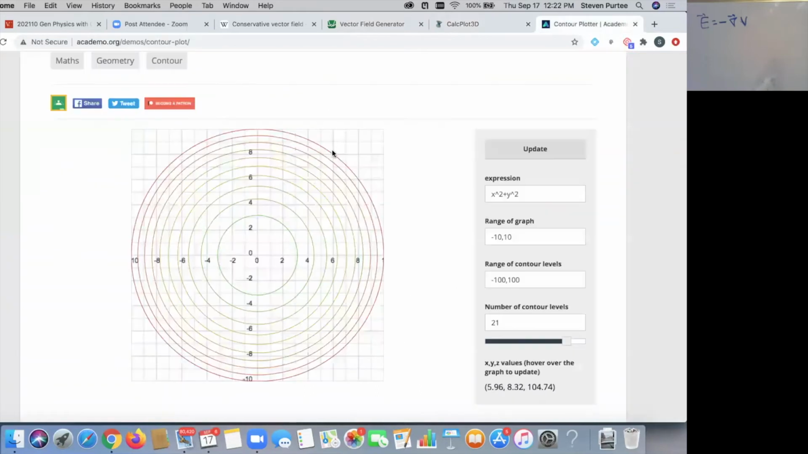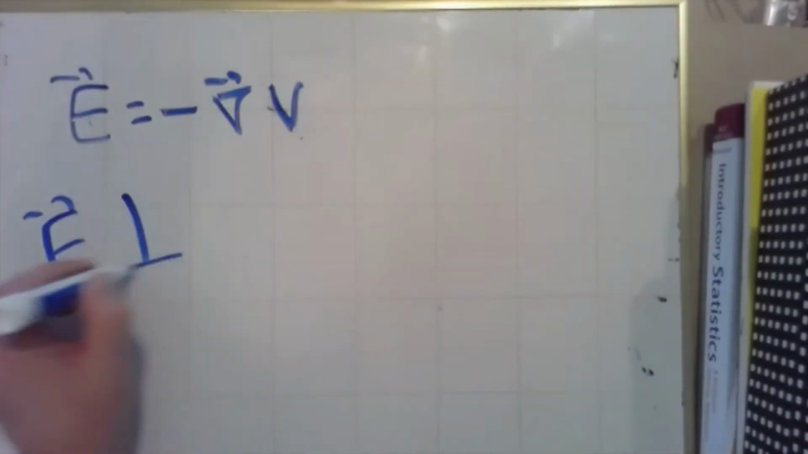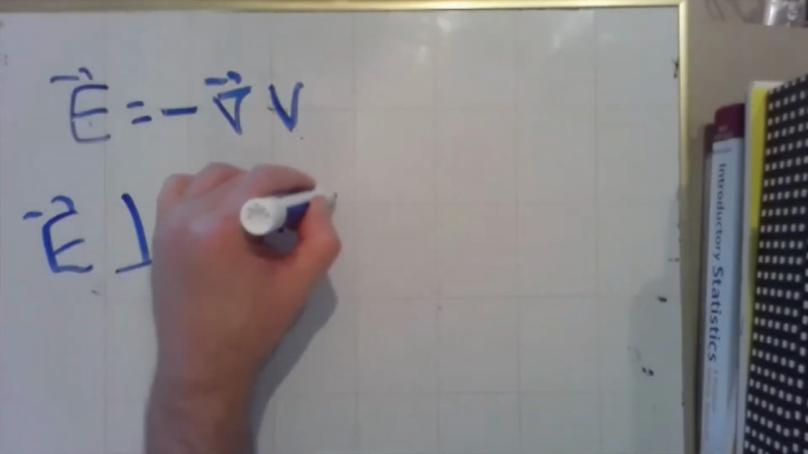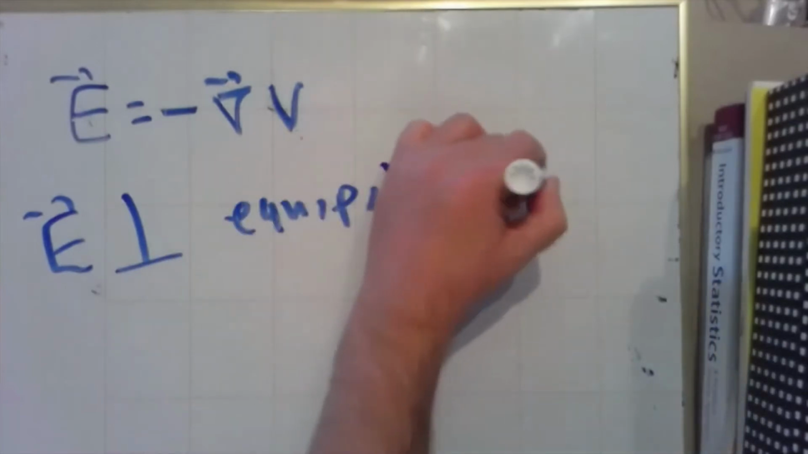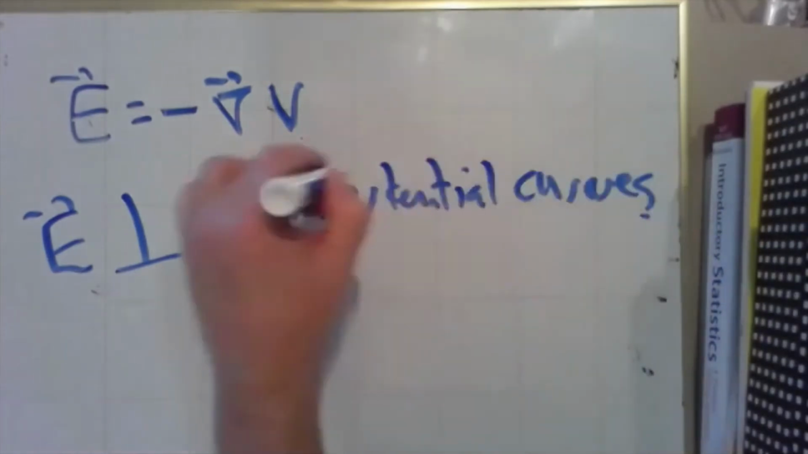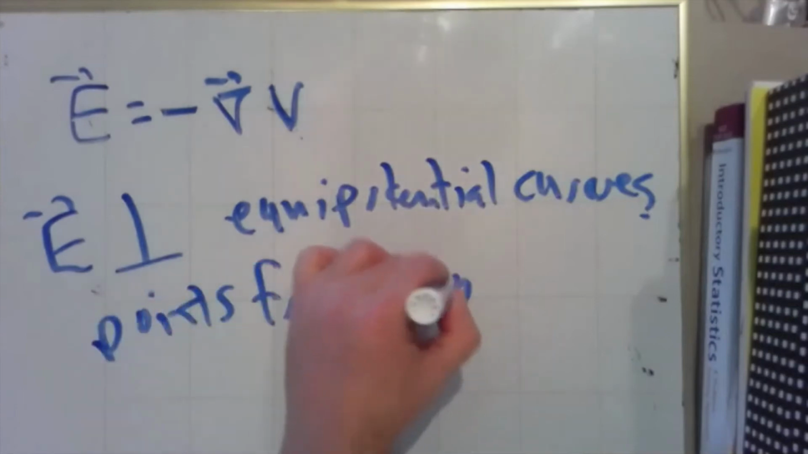So these are contour lines. Each one of these curves here would be what we call an equal potential curve. The electric field points perpendicular to equal potential curves and points downhill. So E is perpendicular to the curves and points from high to low.